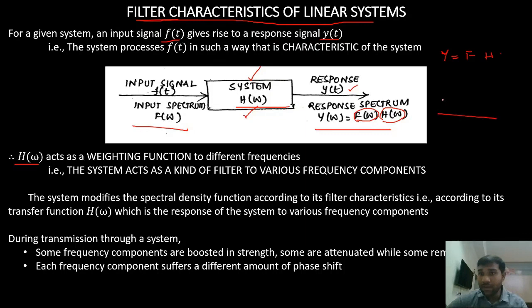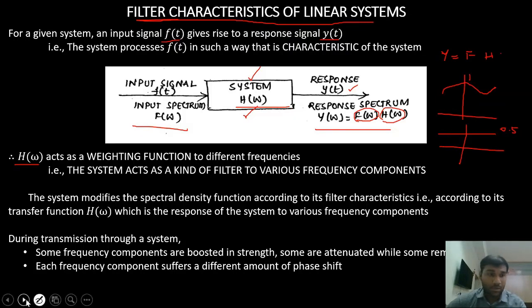If my f of omega is something like this, and my h of omega is 0.5 and this is 1. So what happens? The magnitude is going to be multiplied by half, right? It is reduced. So how will my magnitude look like? It comes down to something like this, right? This is my y of omega.